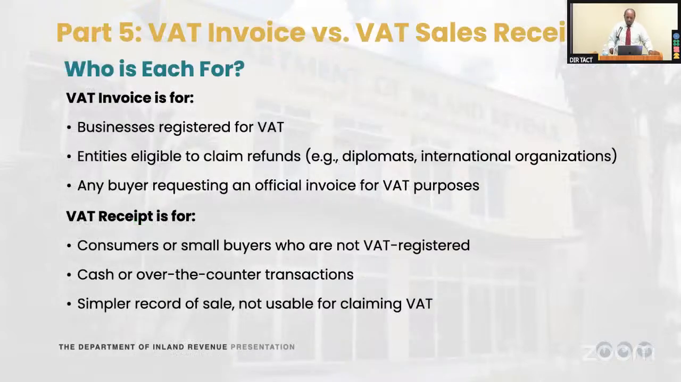So who is each for? The VAT invoice, again, is for businesses registered for VAT, entities eligible to claim refunds, for example diplomats and international organizations, and any buyer requesting an official invoice for VAT purposes. And the receipt is for any consumer, small buyers who are not registered for VAT, cash or over-the-counter transactions, and a simpler record of sale not usable for claiming VAT.